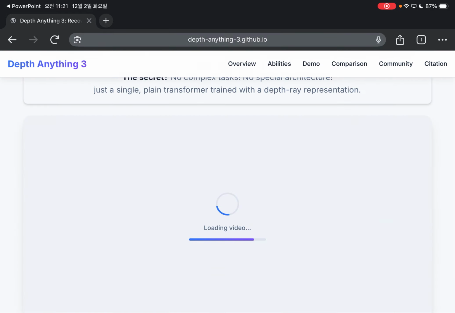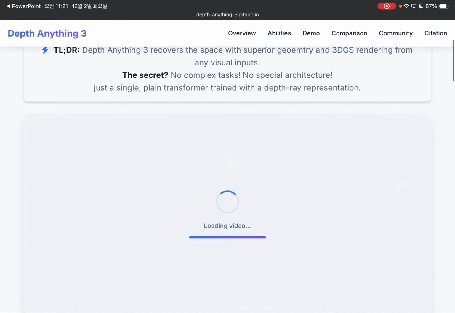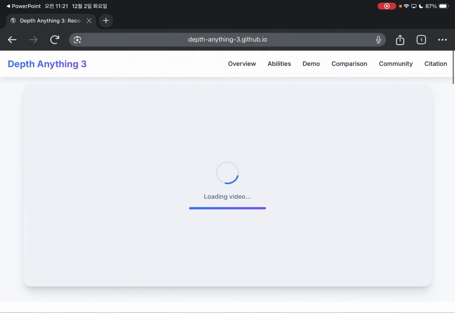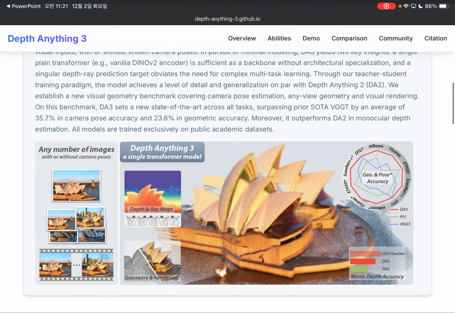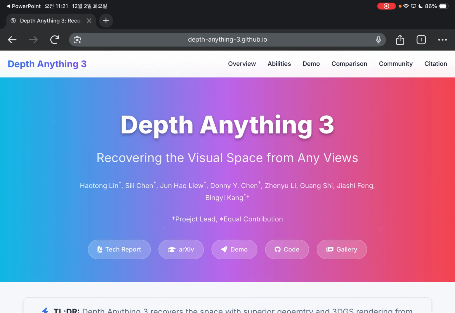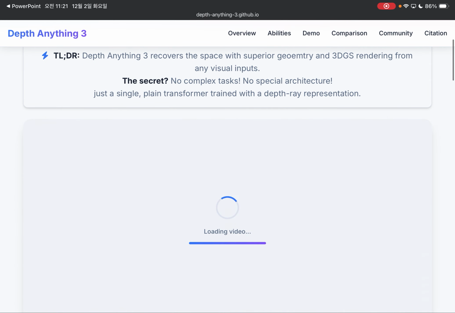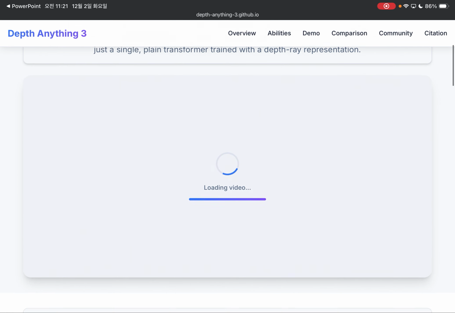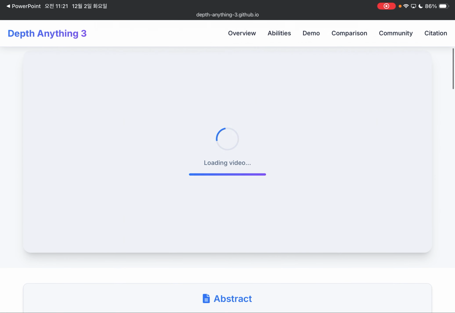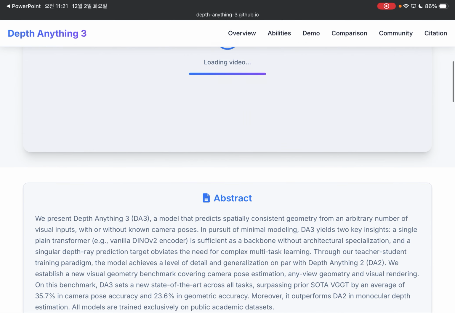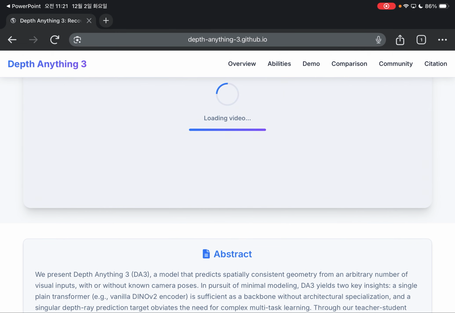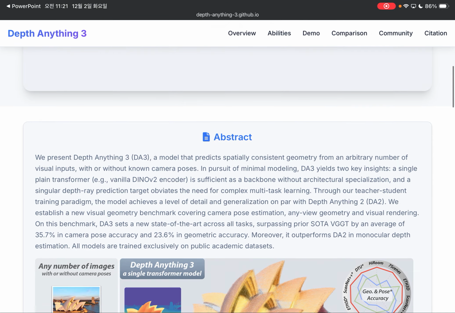Let me refresh this. This visualization is really good. I wanted to show you, but I'm not sure I can. I recommend you personally visit this website and see this visualization. The visualization is very good, and the result is also very good.